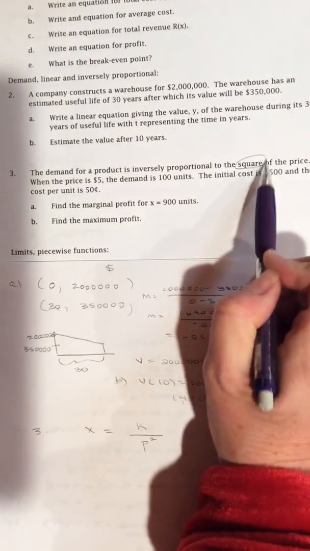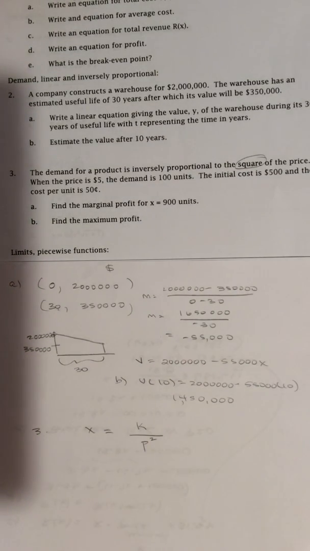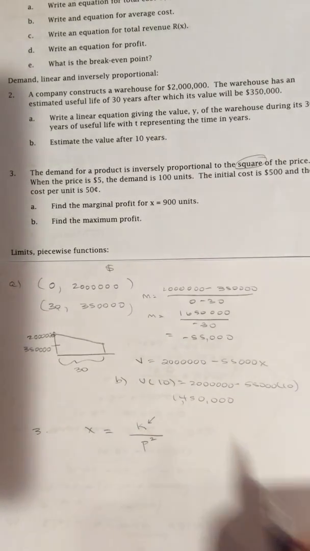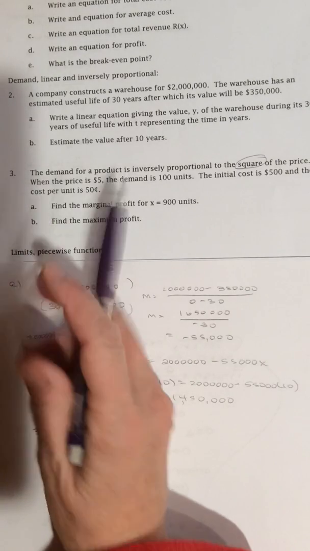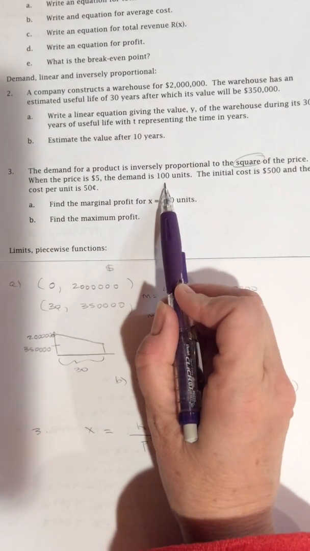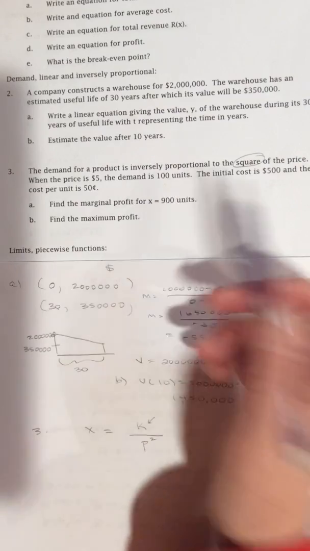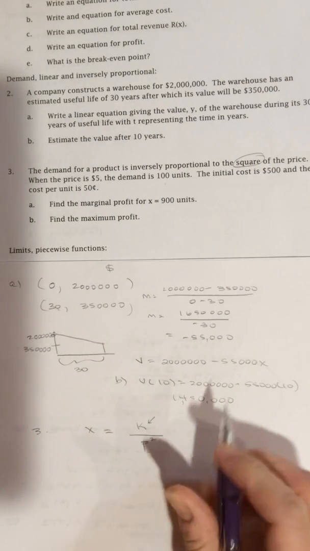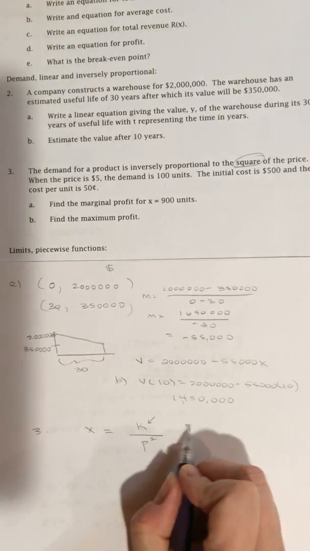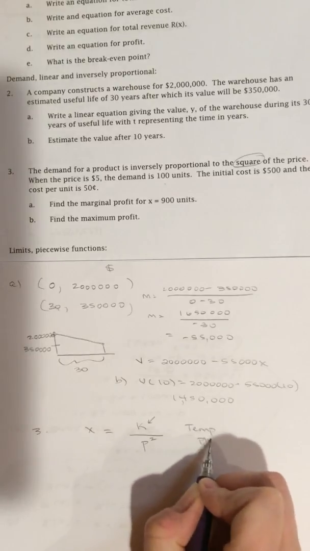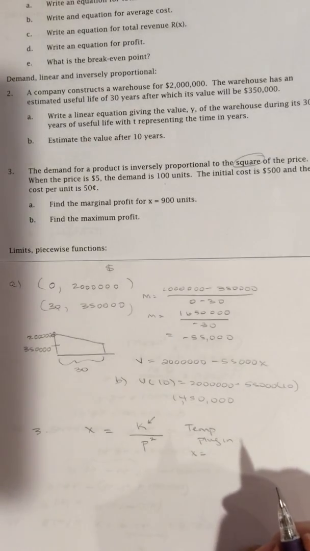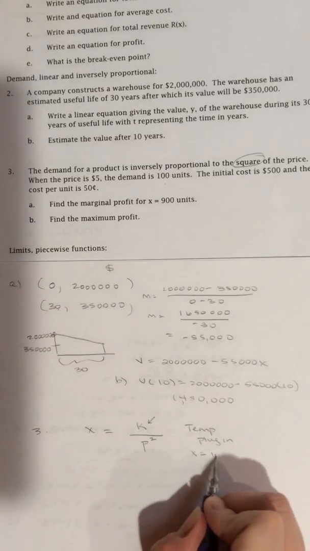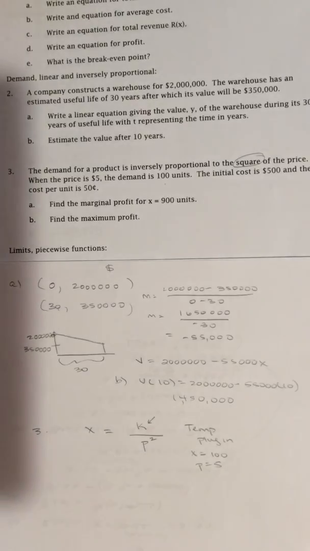So this is telling me what I'm doing to P. And I need to figure out K. The way I do that is with this "when" statement. When the price is $5, the demand is 100 units. So what that allows me to do is temporarily plug in X equals the number of units, 100, and P equals 5, and figure out what that K is.